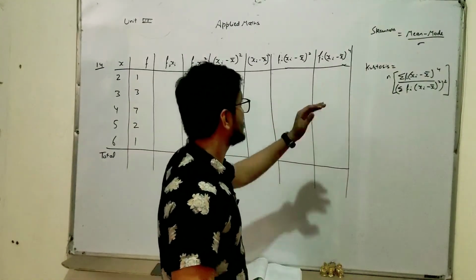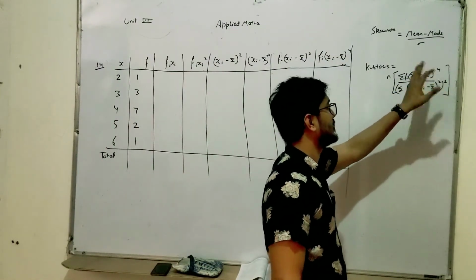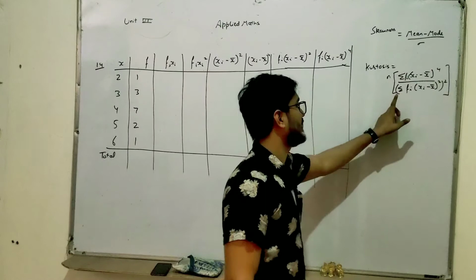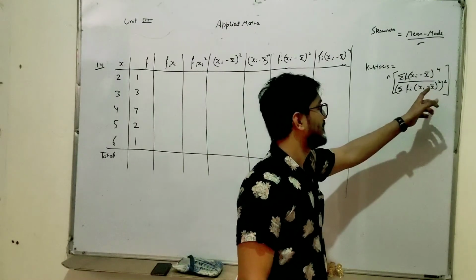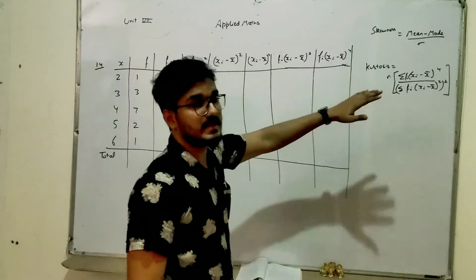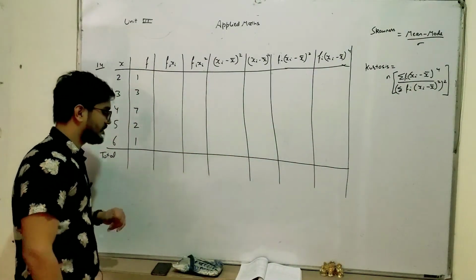Next is kurtosis. So kurtosis is n sigma fi (xi minus x bar) whole raised to the power 4, divided by sigma fi (xi minus x bar) square, whole square. So we will understand this with the help of this question. This is question number 14, right?